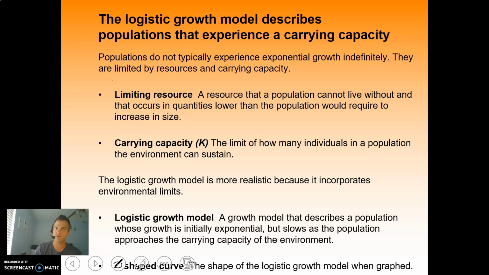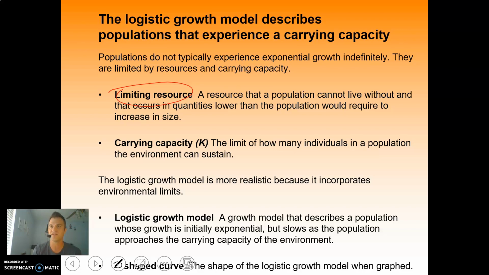So the logistic growth model describes populations. Most of the populations on Earth experience something called a carrying capacity, which is going to be the maximum amount of population that can fit because there are limited resources. There is limited food. There is limited shelter, water, etc. There are predators, all right? So there's something called a limiting resource. Now, a limiting resource is a resource that a population cannot live without, and that occurs in quantities lower than the population required to increase in size exponentially.